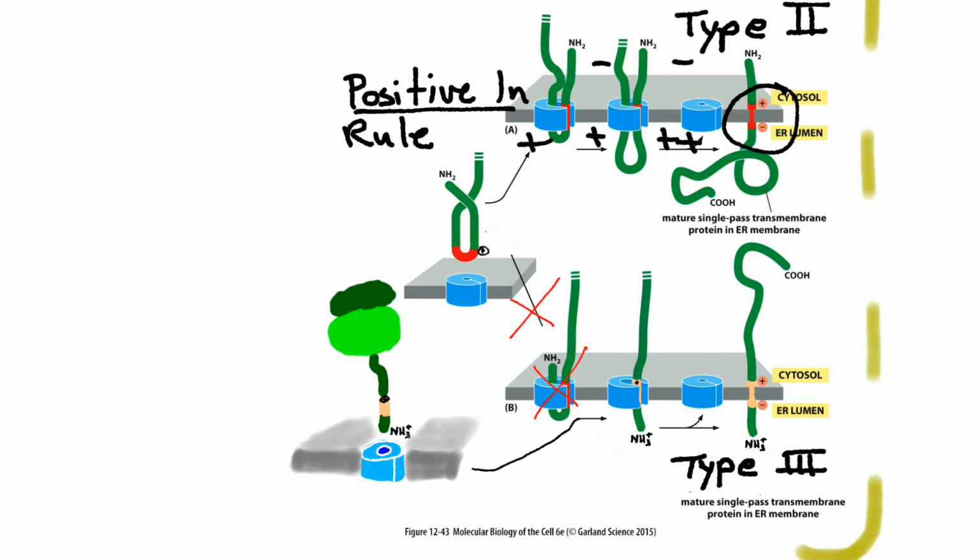And this, again, is applying to the protein, not to the gradient, which is positive out. The positive charges are on the outside. You don't need to memorize that, but you would probably be better off if you memorize positive N as a phrase with respect to these transmembrane proteins.